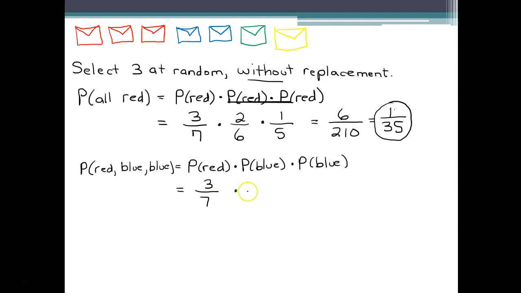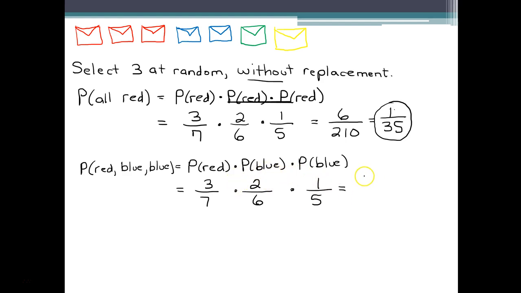Now it's without replacement, so we assume you picked a red and kept it. Next time around, probability of blue, there's 2 blues, but only 6 total envelopes because you had drawn a red the first time and kept it. Then on the third draw, there's only 1 blue left because you grabbed a blue on the second draw and kept it, out of 5 remaining envelopes.